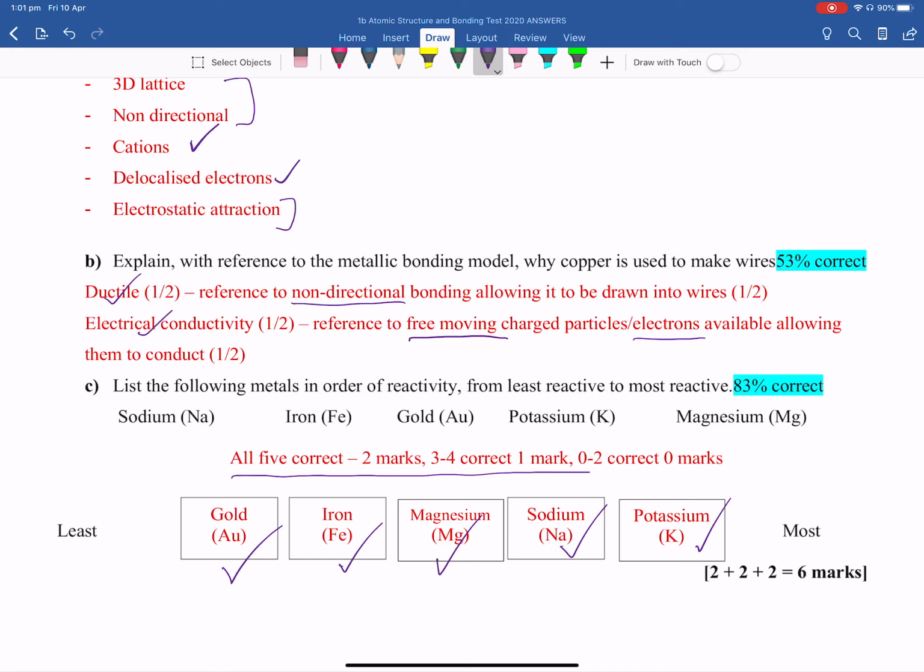And here's my marking scheme. If you get all 5 correct, you get 2 marks. 3 to 4 correct, you got 1 mark, but if you only got 0 to 2, I didn't give you any marks at all.